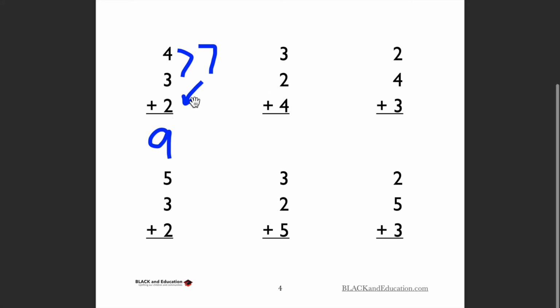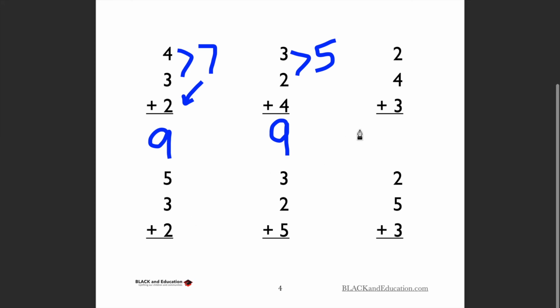What if I did it this way? What if I reversed it and I did the 3 and the 2 first? So right here I have 3 plus 2. What happens if I do 3 and 2 first? If I do 3 and 2, that's going to be equal to 5. So 3 plus 2 is 5. And if I go ahead and add 5 to 4, that's going to be equal to 9. So the same thing is working out no matter what we do.